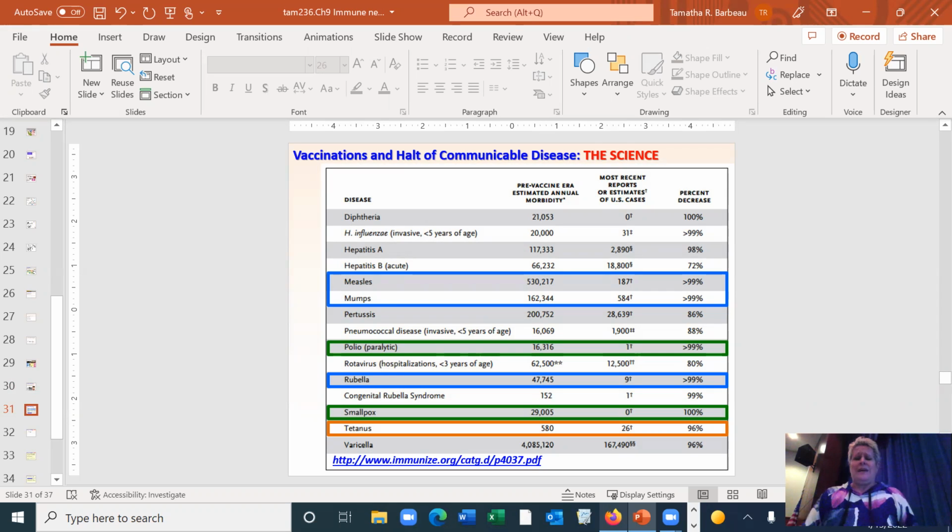Get vaccinated. You don't think about polio. Do you even know what polio is? Some of you might have learned about it. You don't worry about polio, do you? Vaccination basically eradicated it. There's no hosts anymore.